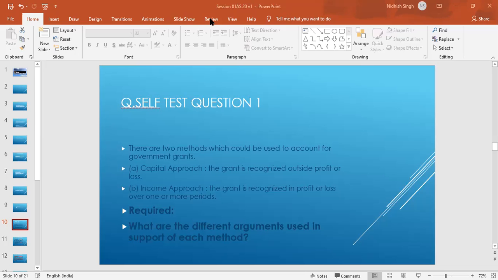It can be, Nidhish, for the income approach also, as per the accounting principles, whatever expense and income relates to that period, we are booking there.